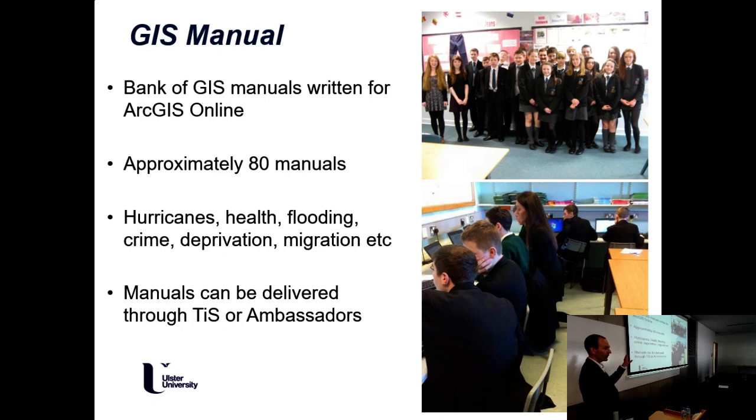Now that comes with a caveat. The older manuals are for older software, so you will see differences between the older manuals. The software updates quite regularly, but it will still give you a step-by-step guide to what is done online. So there are about 80 manuals that we already have. They cover everything. Hannah did a fantastic bit of work on atrial defibrillators across Northern Ireland. So there's loads of stuff that we have done. There's crime, migration, hurricanes. They're all written as manuals, and you can essentially get those manuals for free.